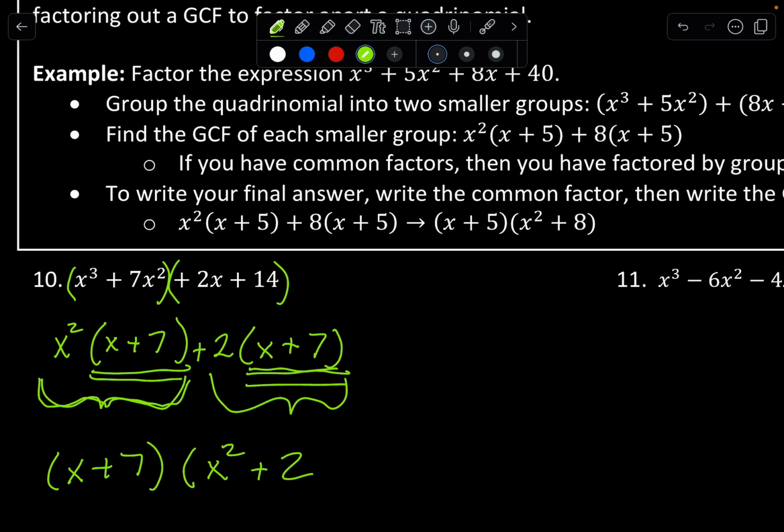So the way that this is going to factor by grouping is I'll have an x plus 7, because that was the value in the parentheses that I had twice. And then what was left when I took an x plus 7 out of both of those was an x squared plus 2. Now, you'll notice here that if I were to FOIL this back out, you should get what you started with. If I went through and did first, outside, inside, last, I should get this original problem that I started with here.